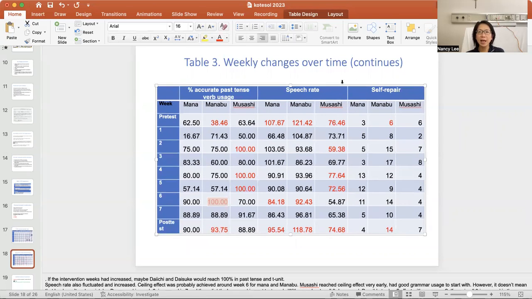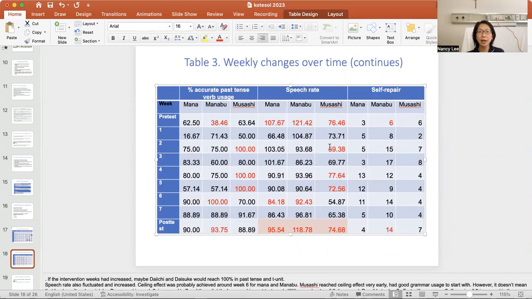For the speech rate and self-repair, the remaining 2 measurements for fluency, you can see that the participants didn't really improve compared to the pre-test. All 3 participants actually decreased in speech rate. And what can be suggested from this? Probably it shows that there was some sort of trade-off effect.